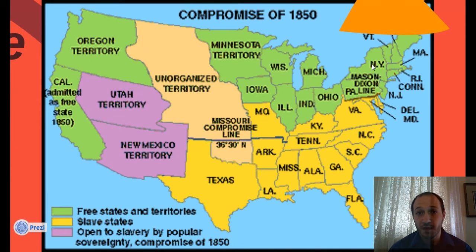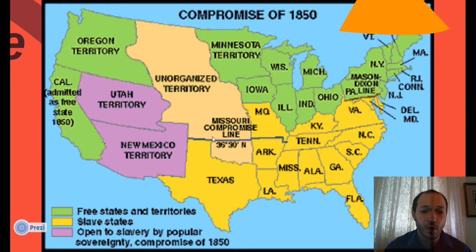Now, we have multiple components for the Compromise of 1850. First, California will be admitted as a free state. Secondly, the Utah and New Mexico territories will be opened for popular sovereignty. Now, on the slide, you can see popular sovereignty is highlighted. That is when the people get to choose their government, and that government will then support or oppose slavery.